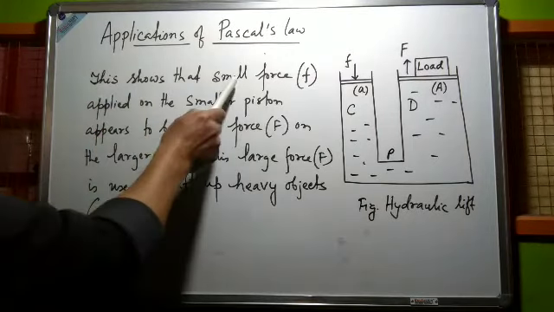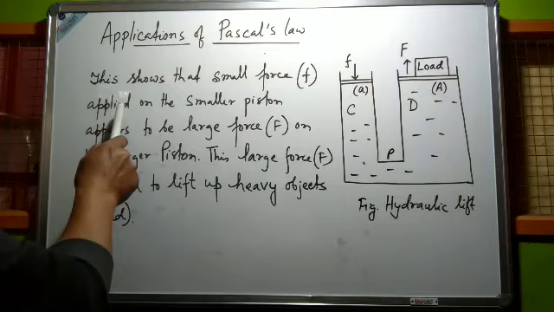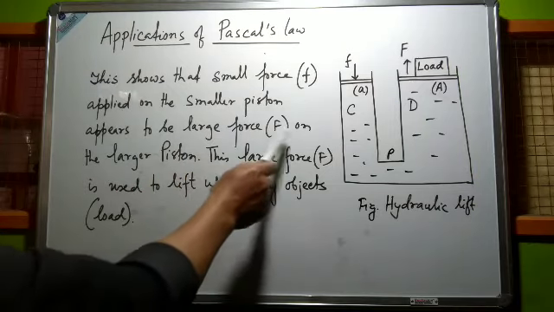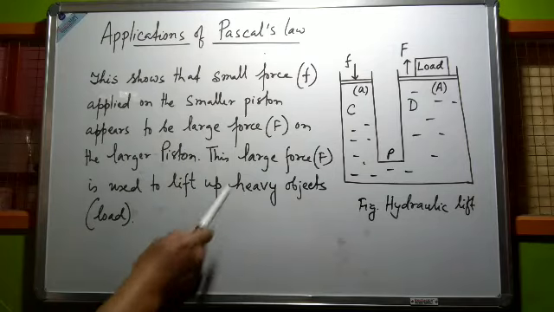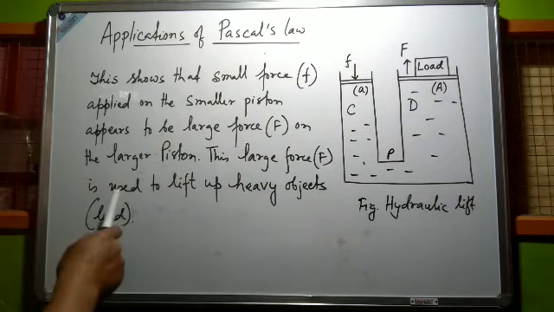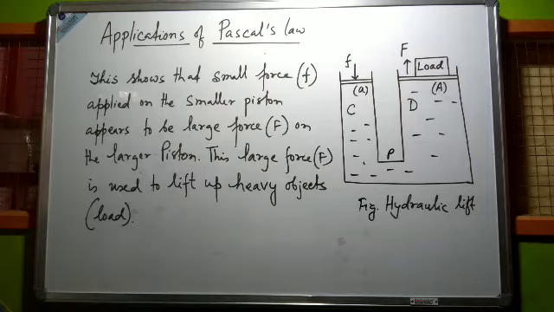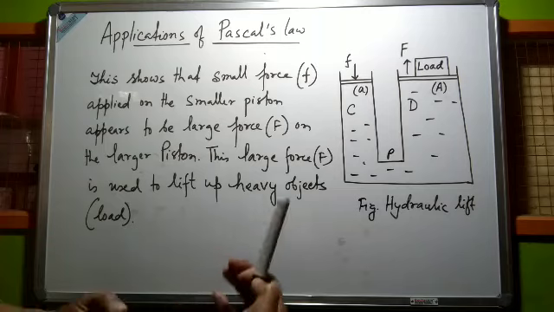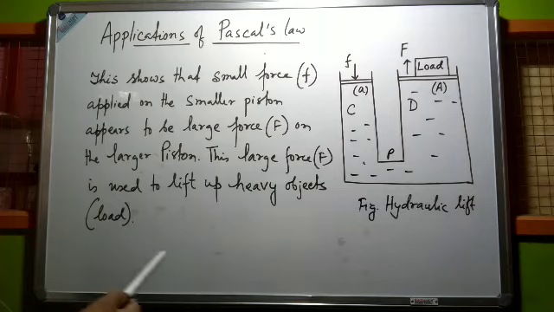This shows that a small force, say small f, applied on the smaller piston appears to be a large force capital F on the larger piston, and this large force capital F is used to lift up heavy objects or load. The small force on the smaller piston becomes a large force on the larger piston, which can lift heavy objects or loads.